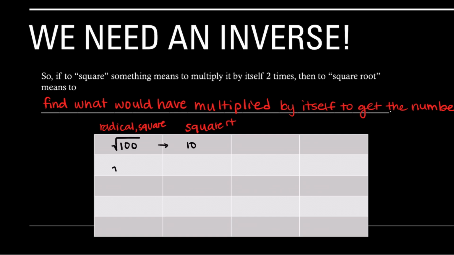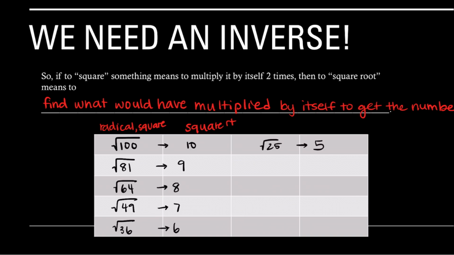If I was to do it again, the square root of 81 would be 9, because 9 times 9 is 81. The square root of 64 is 8. The square root of 49 is 7. The square root of 36 is 6, and so on and so forth. These are all examples of perfect squares, meaning that there are no decimals involved. It's just very, very pretty numbers.